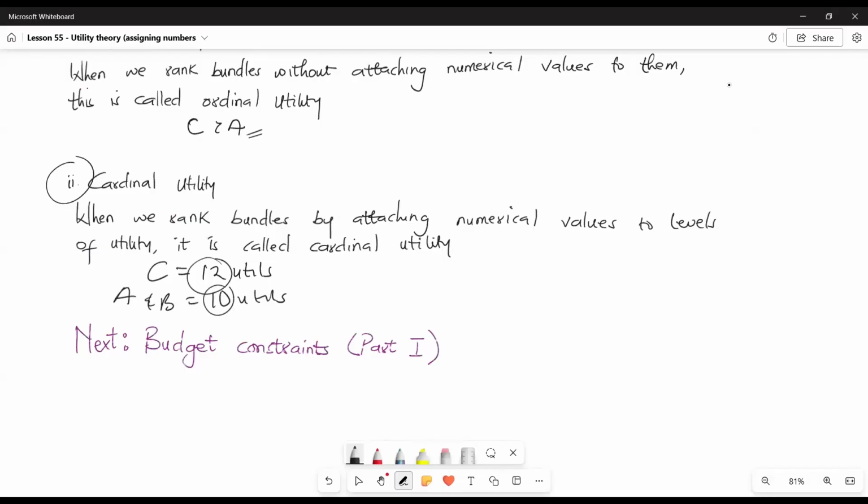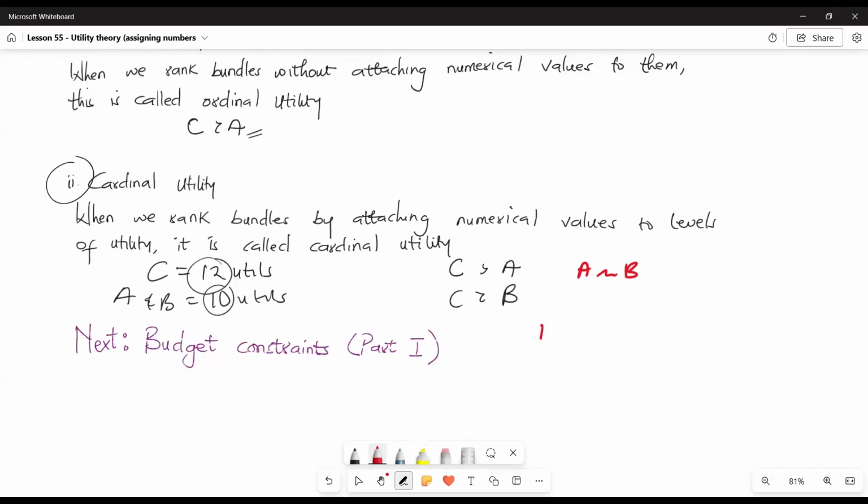Now, we need to be very careful when assigning numerical values to the level of satisfaction. We are not trying to measure satisfaction in the strict sense. Attaching values helps us to just rank bundles and not to measure satisfaction. In other words, the numbers tell us which bundle is preferred. For instance, C is preferred to A and C is preferred to B, and A and B give the same level of satisfaction. So we are interested in which bundle is preferred, but we are not really interested in by how much. Now, what do we mean by this?